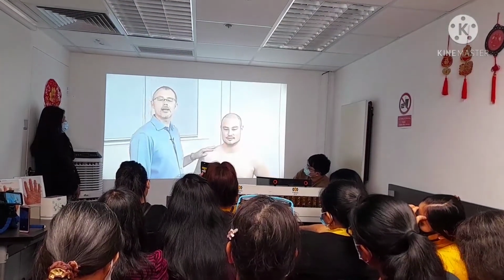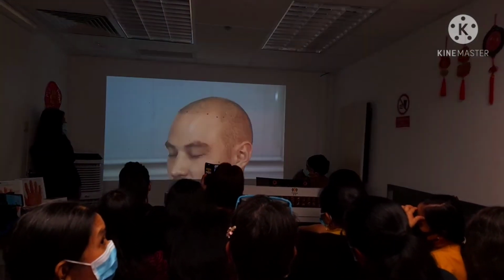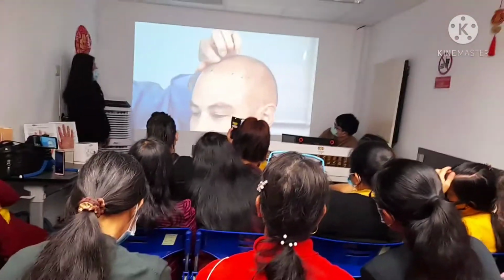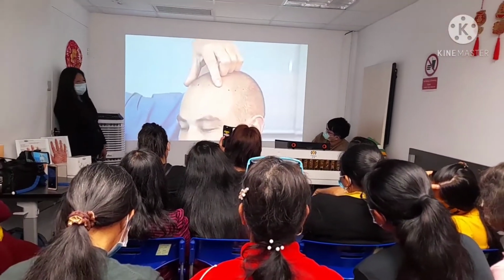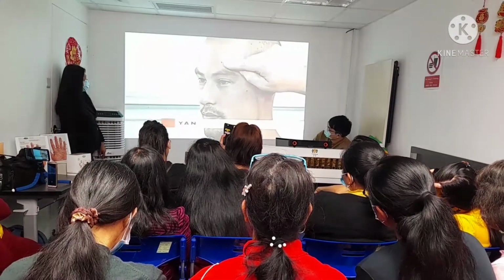Gallbladder 13 is located half a cm into the anterior hairline, 2/3 of the distance from the anterior hairline to stomach 8. Triangle.